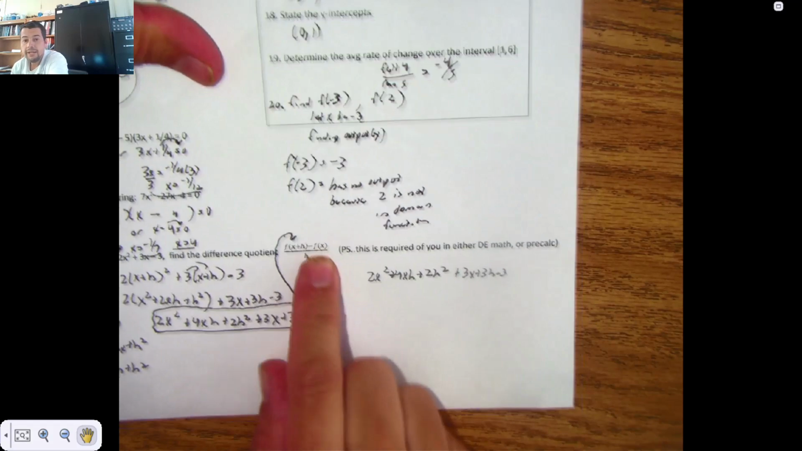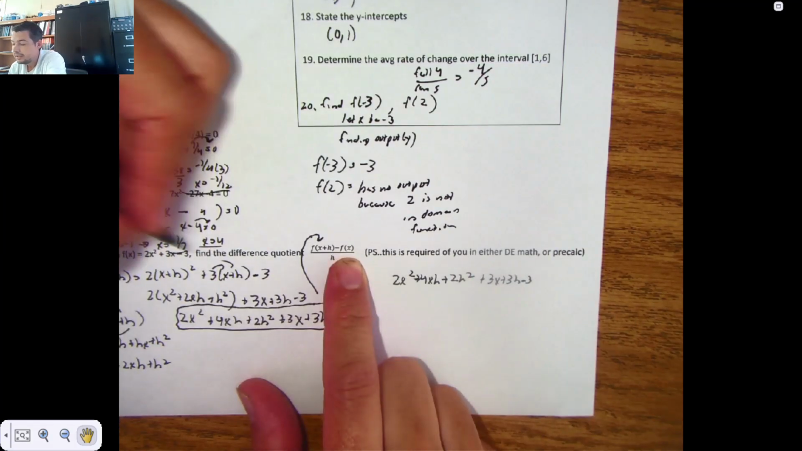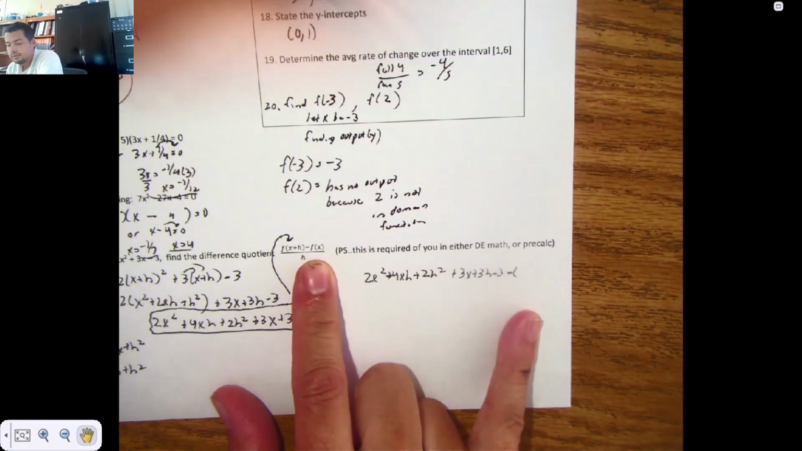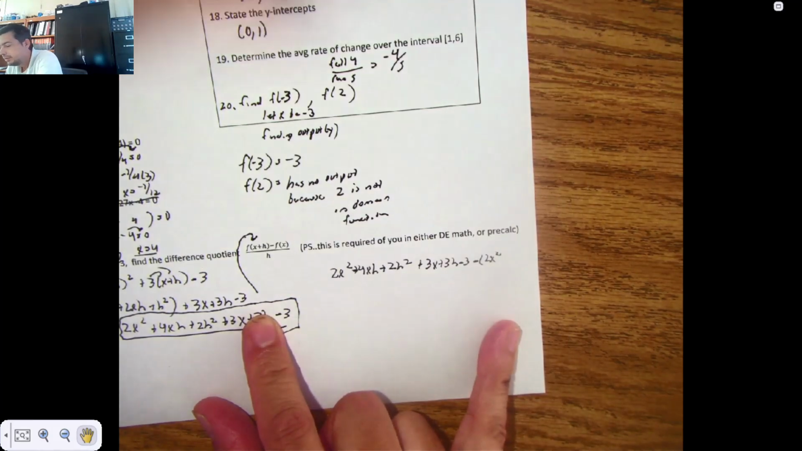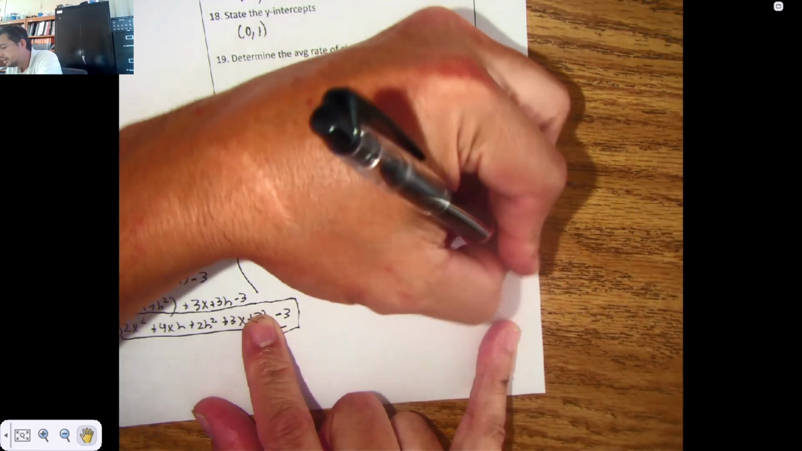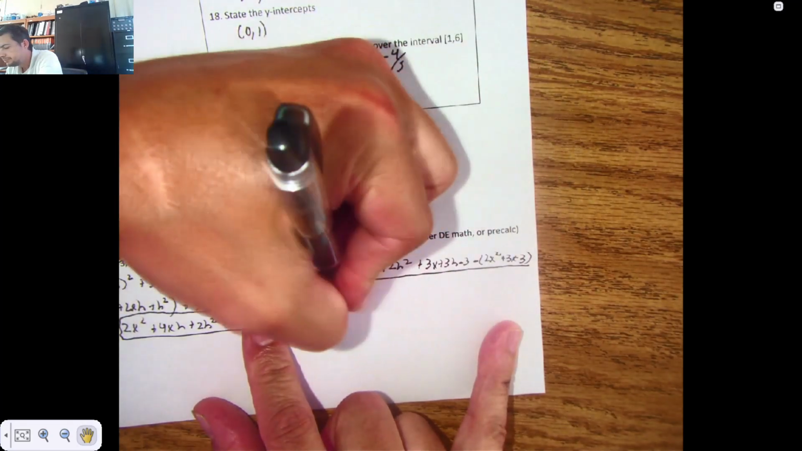And it says take away f of x. So I have to take away this entire function. So I'm taking away all of 2x squared plus 3x minus 3. Notice I wrapped. If I don't wrap, I'll probably miss it.